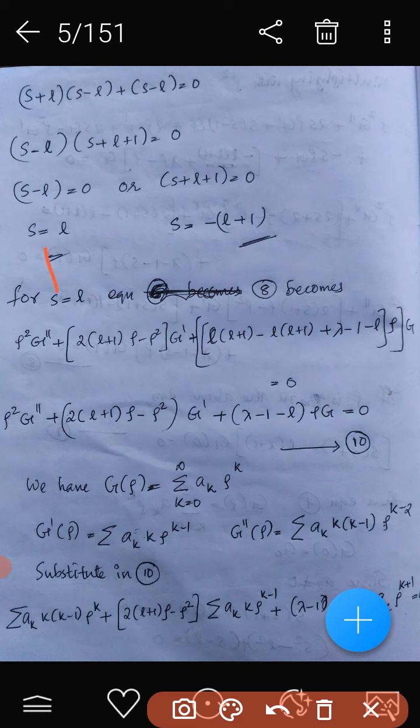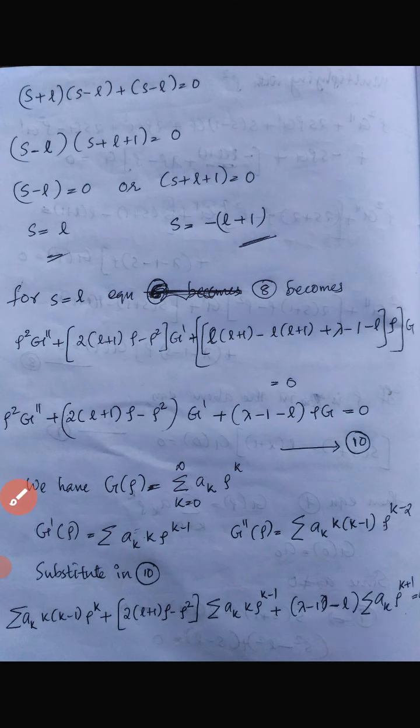So for s equal to l, the equation 8 becomes, we substitute the value of l instead of s in equation 8. Then the equation becomes this one. We have g rho is equal to summation k is equal to 0 to infinity ak rho to the power k, and g prime. Here we need to substitute the value of g double prime, g prime and g. And I find out the value of g double prime. We can substitute these values in equation number 10. Then we will get this form.